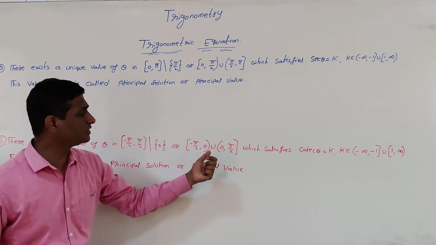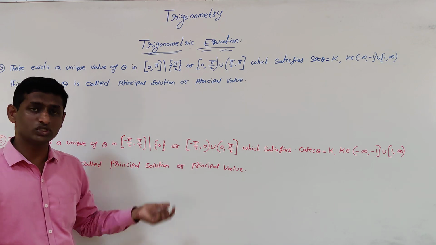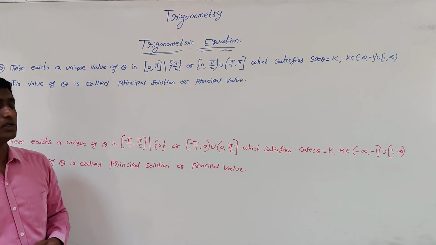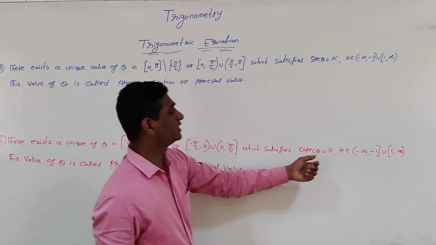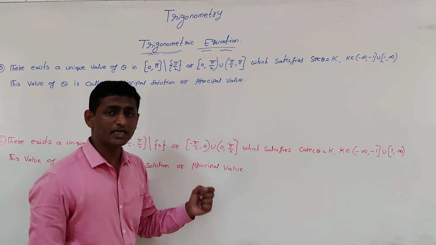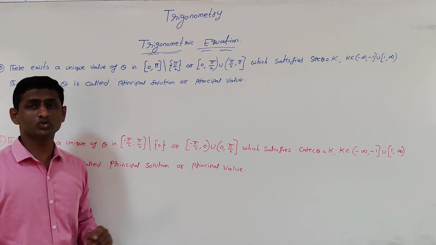Similarly for cosecant theta, it is the closed interval minus pi by 2 comma pi by 2 except 0. Why? Because cosecant 0 is not defined. The range of cosecant theta is the same, that is minus infinity to minus 1 union 1 to infinity. So the starting solution which lies between minus pi by 2 to pi by 2 is called the principal solution.